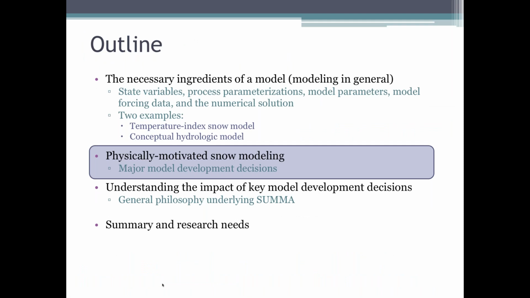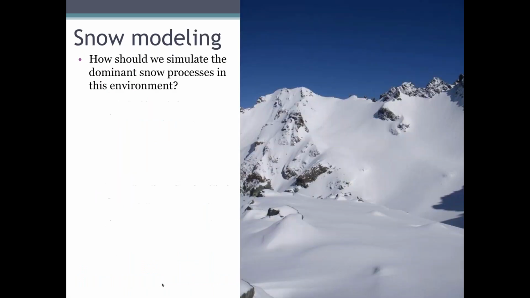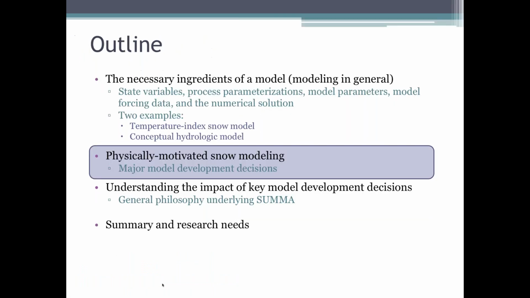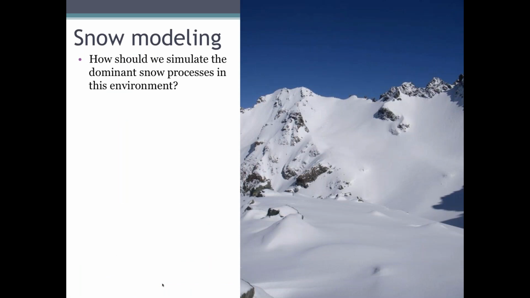So what are some of the major decisions with that? So here's a picture. This is again in New Zealand. What would you say if we wanted to just model snow on this hill slope? Looking at this picture, type in the chat box some of the dominant snow processes in this environment.